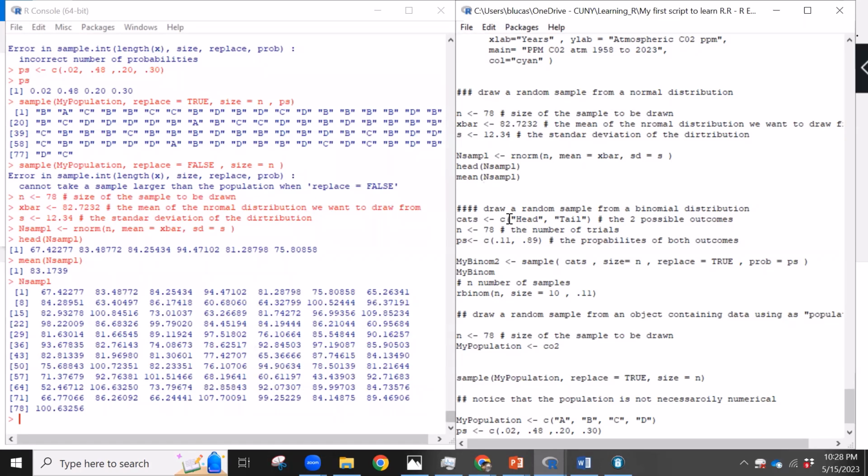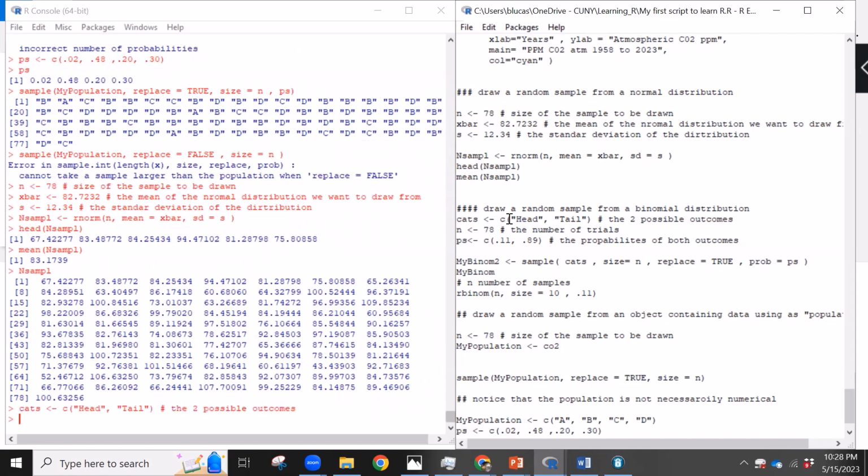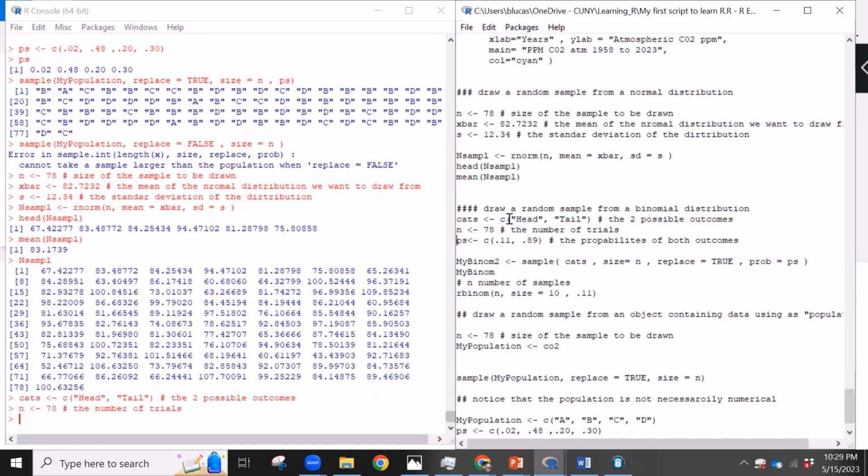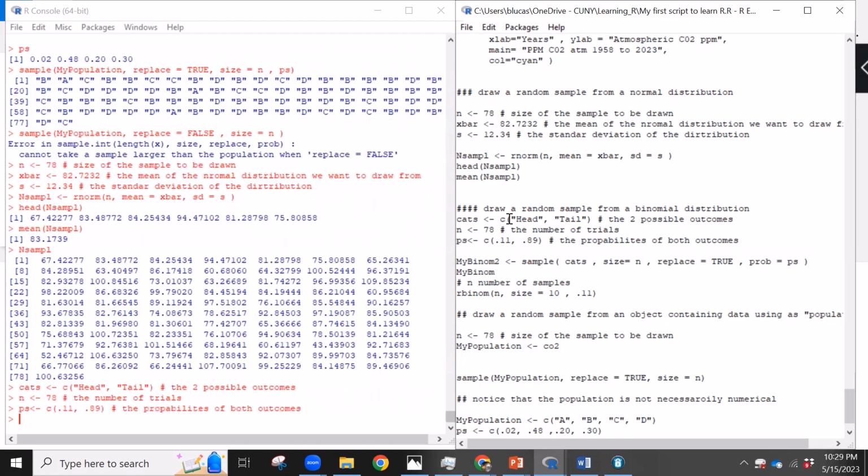Then sometimes you don't want to draw from a normal distribution because you're not necessarily interested in a numerical variable. Sometimes you might be interested in a categorical variable. So let's draw from a binomial distribution. For that, I'm going to set the possible outcomes, heads or tails. I'm going to set the size of the sample, and I'm going to keep 78. And then I'm going to set the probabilities for head and for tail using the c function again. This time I'm going to put 0.11 for head and 0.89 for tail.